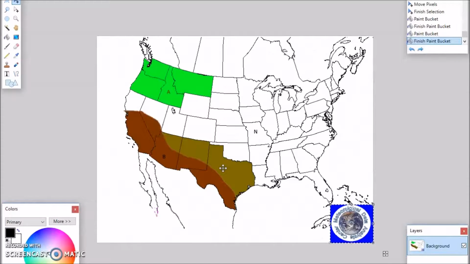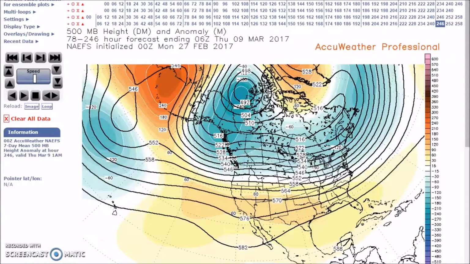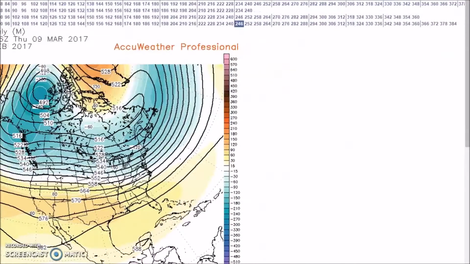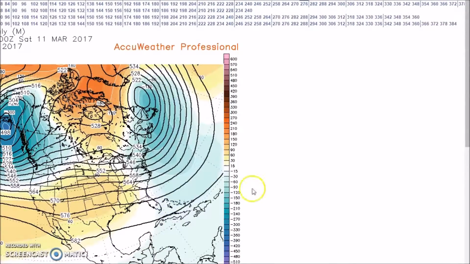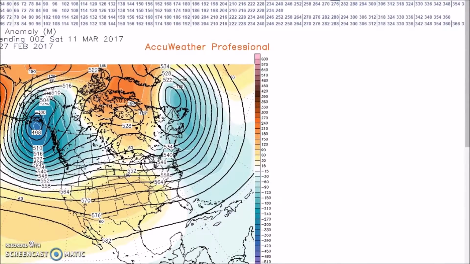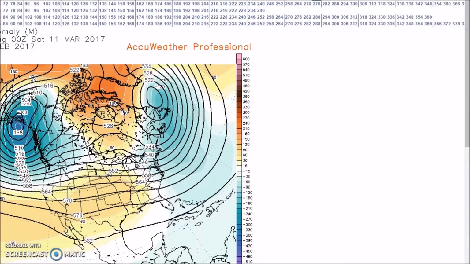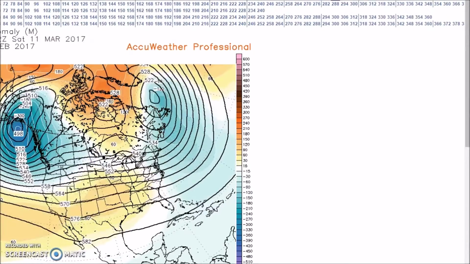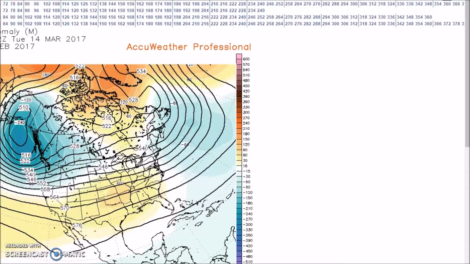Now for a look at the period from March 10th to the 14th. Here we are at the 10th. The pattern is a little more amplified. We still have our trough here, a trough with an upper low extending from the Canadian Maritimes into the east. And we still have our strong positive height anomalies here centered over the Bering Sea or just west of the Aleutians. And then we go through each day to the 14th. We see a little change.